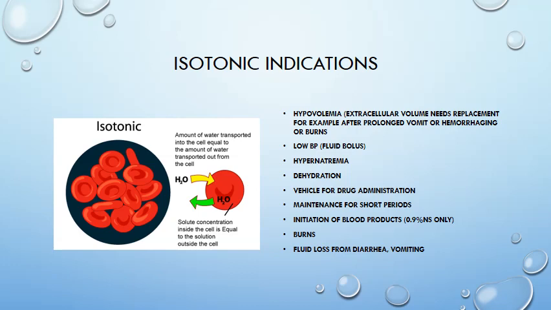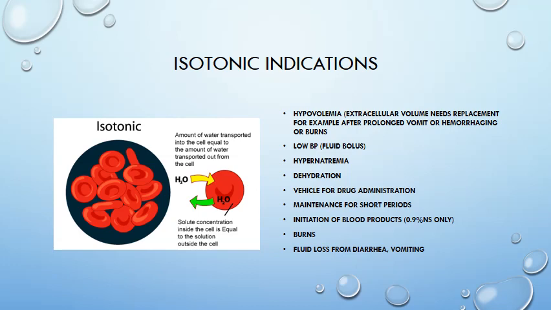Hypovolemia, and we know that hypovolemia is low blood volume, right? Our extracellular volume needs to be replaced for, I don't know, perhaps for major blood loss, hemorrhaging, or if you have severe vomiting. Okay, we just need some fluid replacement is what's going on here, and that's why we would give an isotonic fluid. If we have low blood pressure, you may have a fluid bolus that is given.